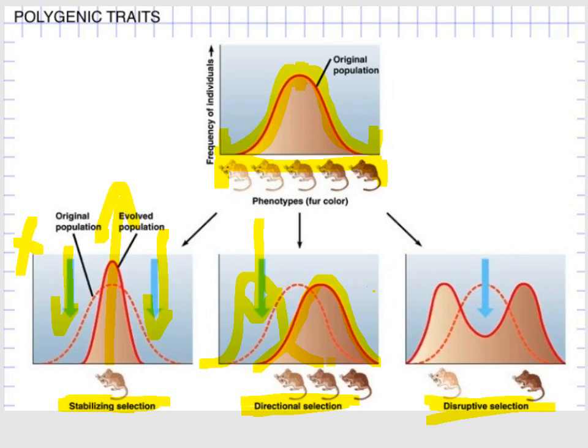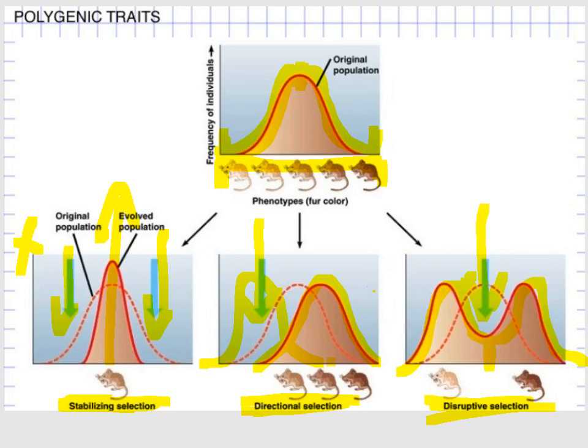The last example of a type of selection we can have is called disruptive selection, and that's this one right here. And as you can see, in disruptive selection, this is the only option that's left. This is when the average, or the middle, is actually selected against. As a result, we begin to see more of the extremes. In this case, we see more lighter colored mice and more darker colored mice, but not so many of the ones in the middle. That's called disruptive selection.